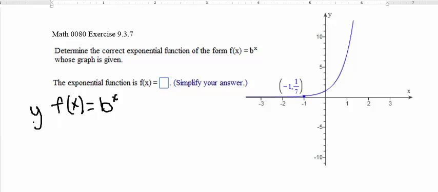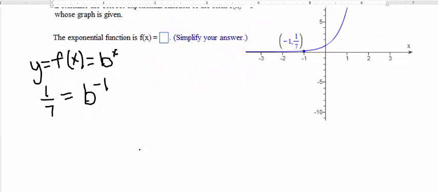And here's what you know. Remember, y is your f of x. You know that y is 1/7. You don't know what b is, but you know x is -1. So you're trying to find b, really. And once you find b, you'll know what the function is.